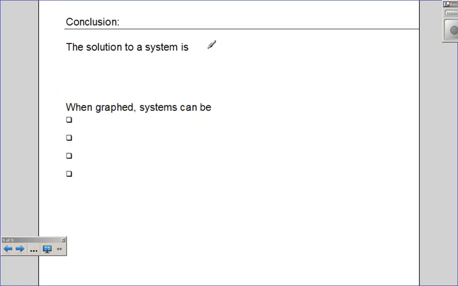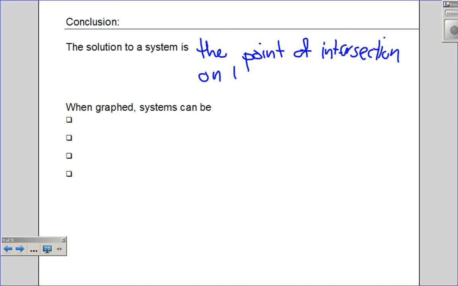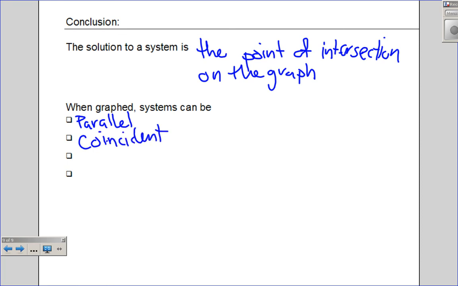So, in conclusion, the solution to a system is, on a graph, the point of intersection on the graph. And when graphing systems, the lines can be parallel, they can be coincident, they can be intersecting, and they can be perpendicular.